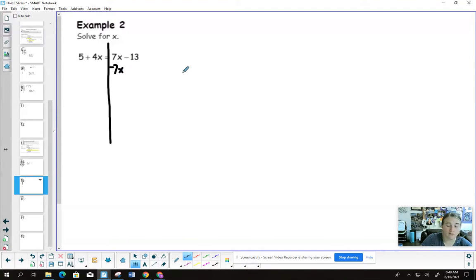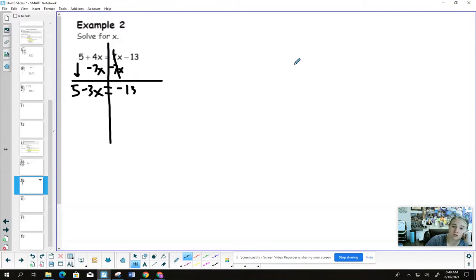That's a positive 7x. I'm going to subtract it. That cancels out. I still have negative 13 over here. Don't drop that sign. That sign goes with the 13. And then I still have 5. Now be careful here. I have 4 minus 7. This gives you a negative 3x.